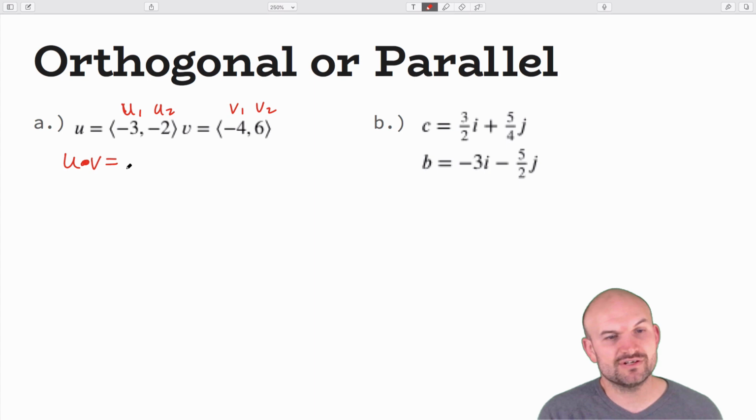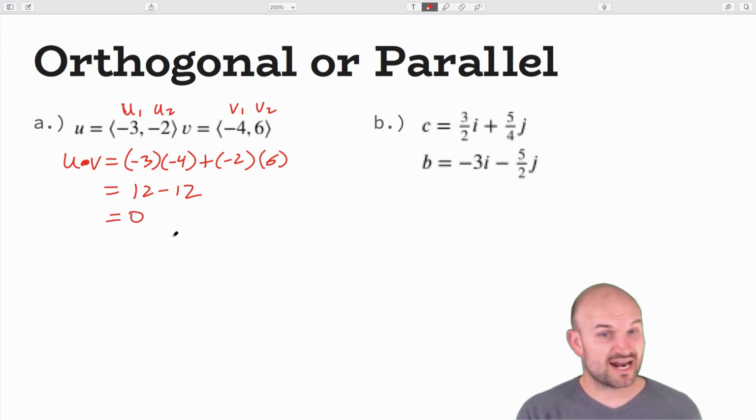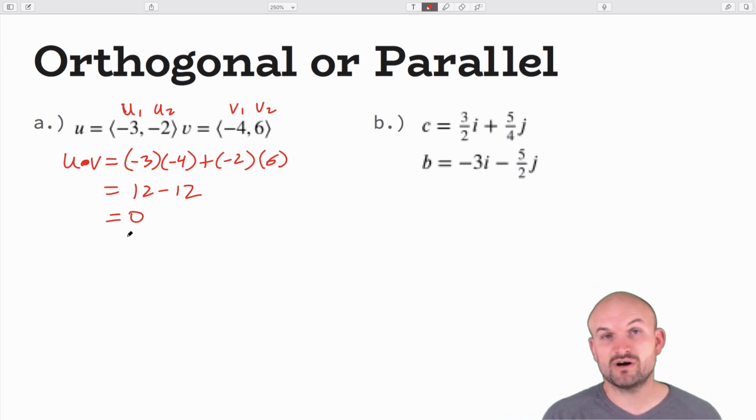And again, a lot of students want to write this as a vector, so just be careful. Use parentheses. When you're applying the dot product, you're looking for the scalar, not a vector. So this is going to be -2 times 6, so that's going to be +12 minus 12, and you can see 0. So right off the bat, we're getting 12 minus 12 is 0. Therefore, we can say that U and V are orthogonal. Or we'll just write orthogonal.